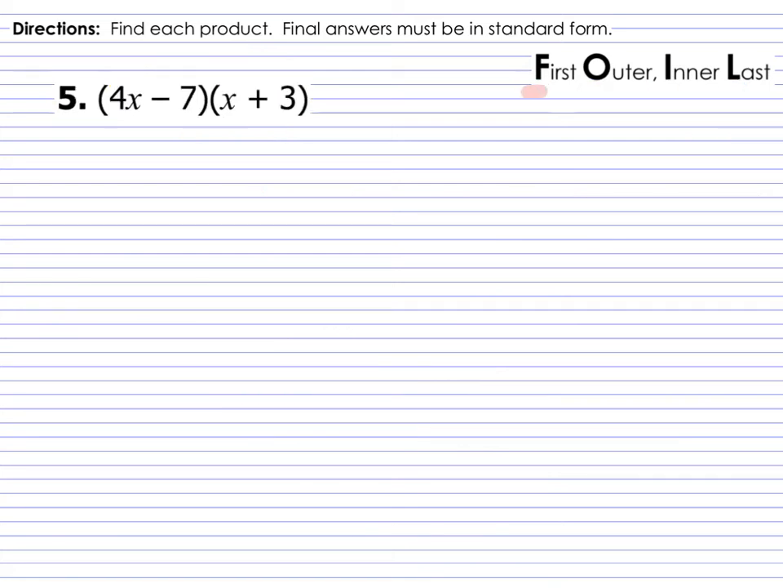Same thing, we're going to go through the same process. We're going to start with foiling with our F term. So that is the first in each. So the first term in each one is the 4x times the x. So we're going to start out with that is equal to 4x squared. Moving on to the outer terms, that's the 4x times the 3. So 4x times 3 gives us 12x. So this becomes 12x.